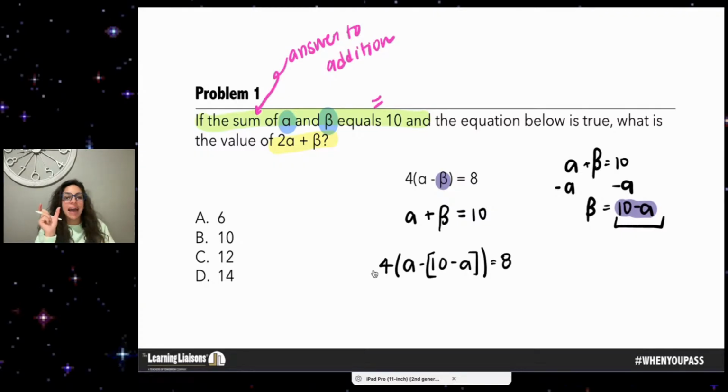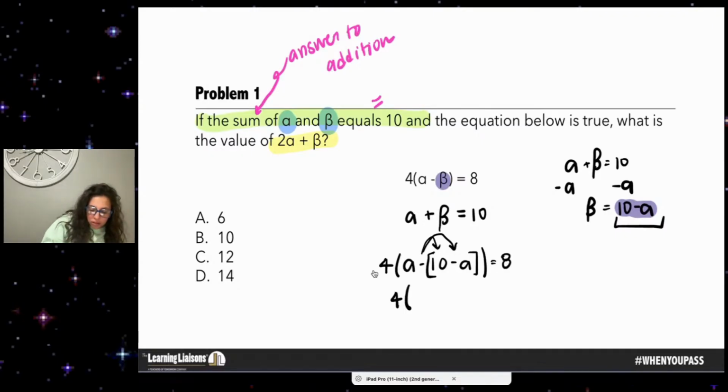I'm subtracting that entire thing. So I have to make sure that I distribute this subtraction symbol all the way through. Otherwise, you would end up with A minus A, and A minus A is 0, and you would end up with no variable, and it wouldn't be solvable. That's going to be a common mistake that people make. So I have 4 parentheses, A minus 10, and then a minus times a minus is a plus, equals 8.